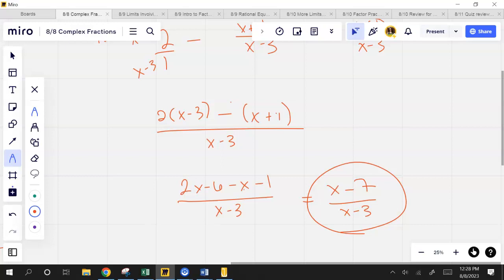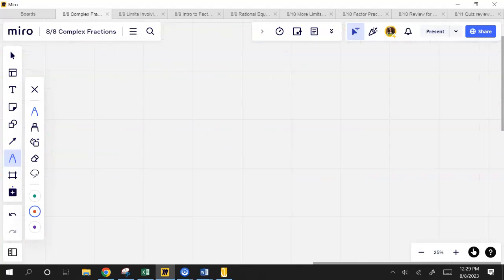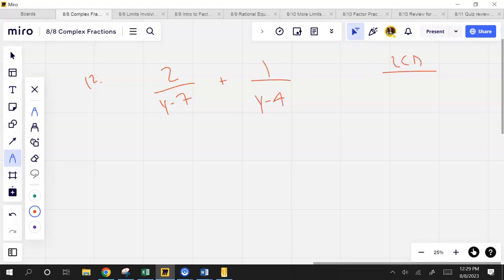What else? Going once, twice. Yes. 12. Number 12, 2 over y minus 7. If I go too fast, let me know. 1 over y minus 4. So my LCD here is just going to be the product of these two denominators together because they're already factored down. They can't get any simpler. I'm going to give the first one y minus 4. I'm going to give the second one a y minus 7.